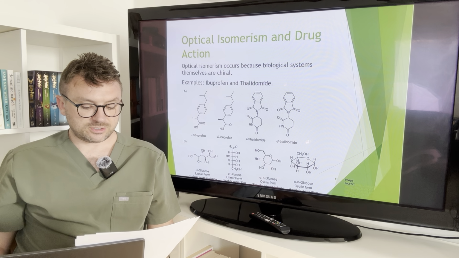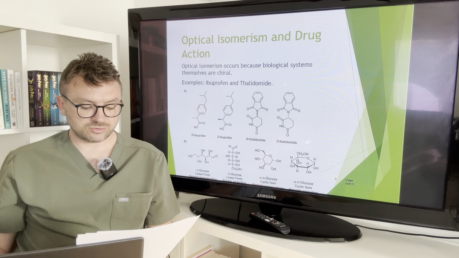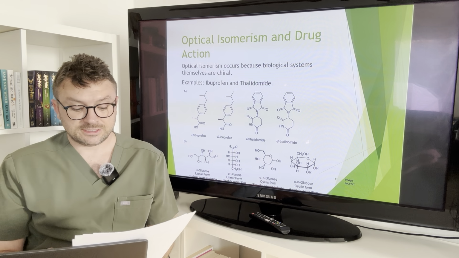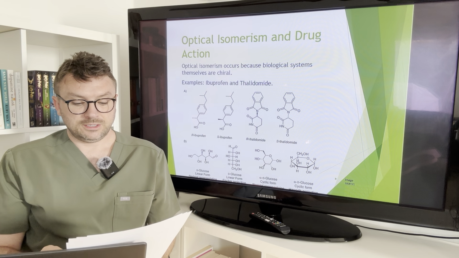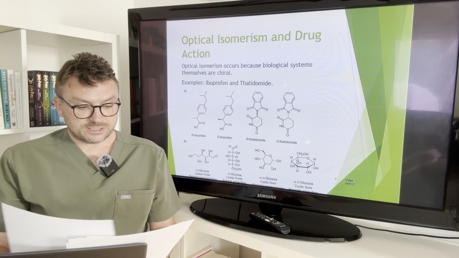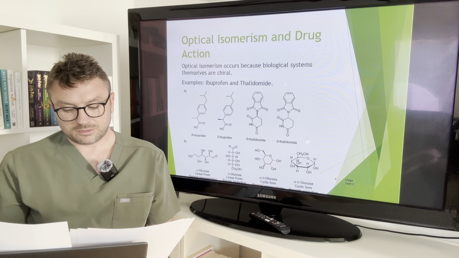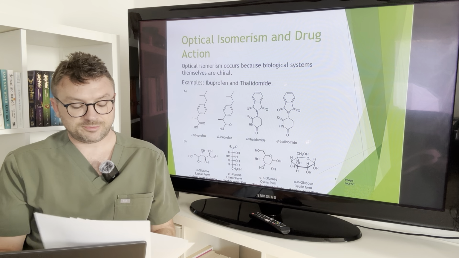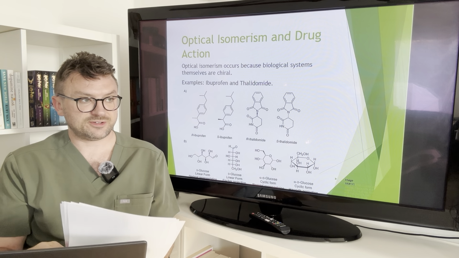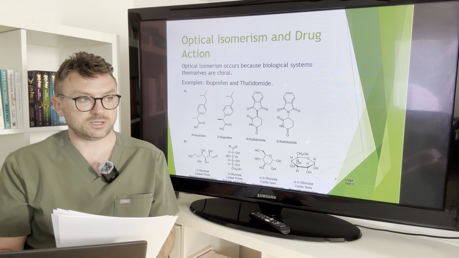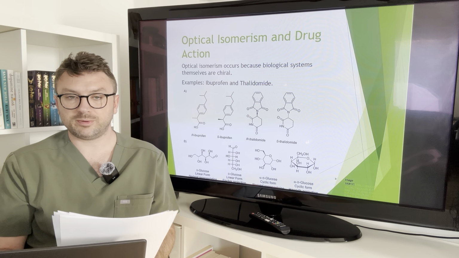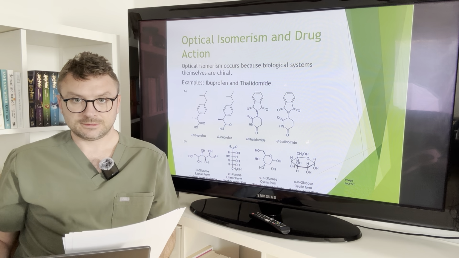The tragedy highlighted the importance of stereochemistry in pharmaceutical development. Today, many modern medicines are produced as single enantiomer products to improve effectiveness and safety. And the problems with thalidomide were mainly birth defects, such as improperly formed limbs.